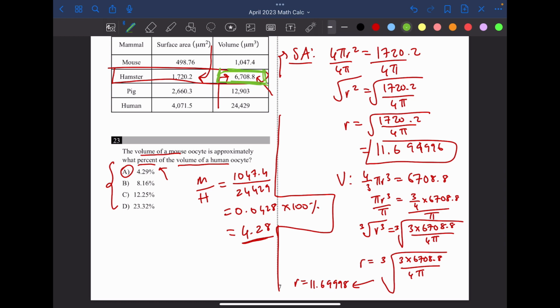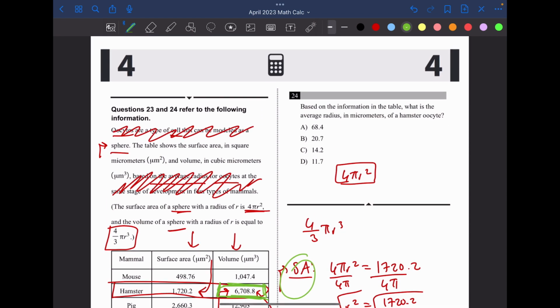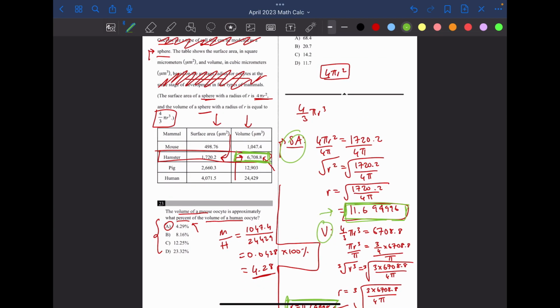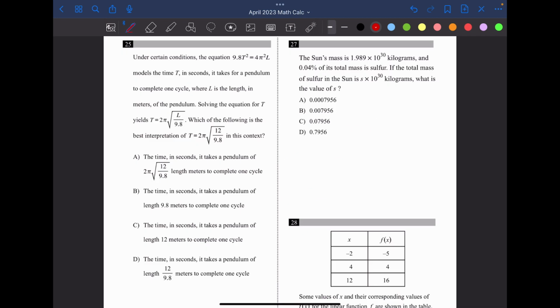So like you can see, we got the same answer no matter what. I'm going to circle them in green. This is the answer that we got here, and this is the answer that we got here. Both of them are pretty much the exact same thing, like you would expect. The point of this is that no matter if you use the volume or the surface area, you should get the same answer if you do it correctly. Since the answer is 11.69996, that's pretty much 11.7. So the answer is D. Okay, question number 25.